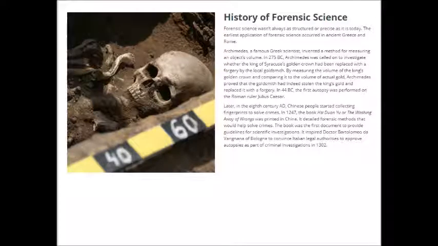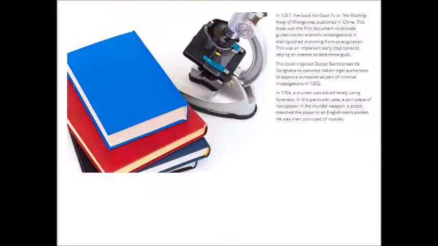And then Dr. Bartolomeo de Varignana of Bologna convinced legal authorities to approve autopsies as part of criminal investigations as far back as 1302, 700 years ago. The Washing Away of Wrongs also provided the first guidelines for scientific investigators. It distinguished drowning from strangulation, and it relied a lot on science to determine guilt. And that's when this idea of using science, just like Bartolomeo, to help determine what happened in a criminal investigation really took hold.